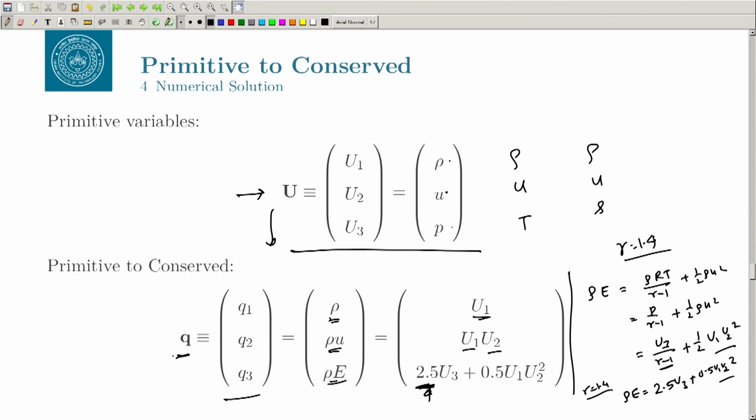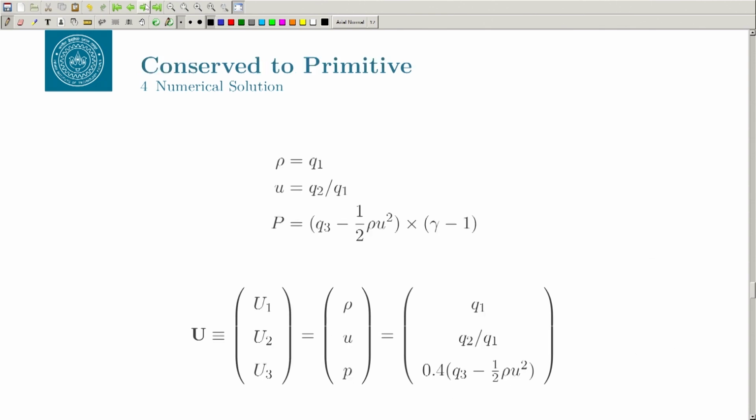So, in that case you can basically simulate it. You can have a general form that will be 1 by gamma minus 1 here. Similarly, from conserved you can calculate primitive, it is the same thing, just go back. Now you have rho, u, p, and you want to get it from the conserved, because you will always be simulating in terms of conserved variables.